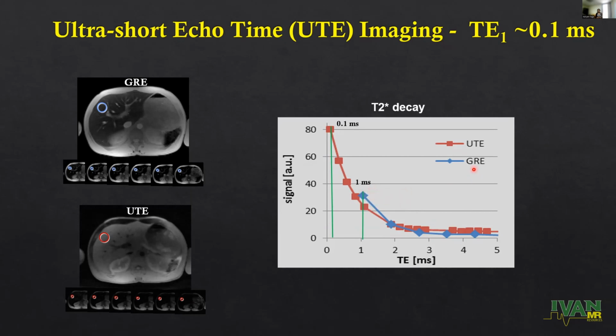An alternative technique for this is ultra-short echo time imaging, where you can go to as low as 0.1 milliseconds. So again, UTE is a version of GRE, but it uses radial sampling, which I'll show in the next slide. What I want to highlight is that with UTE imaging, you can go to much shorter echo times and acquire more signal points, so that now you can fit the curve and measure the R2 star accurately.